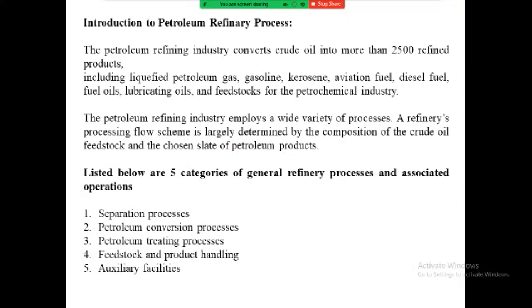Today, we are going to discuss some petroleum refinery processes. Let us see one by one. So, first one is the introductory part.